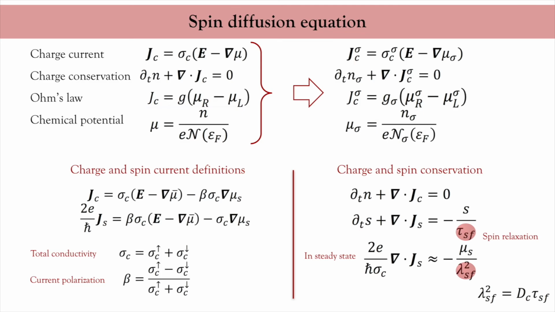The coefficient in front of the spin current seems a bit complicated, but don't worry. In our forthcoming calculations, we will absorb the 2e over h bar coefficient into the definition of the spin current.